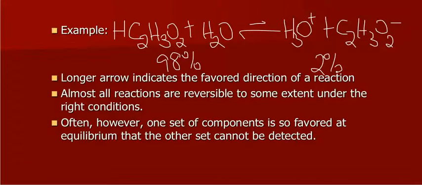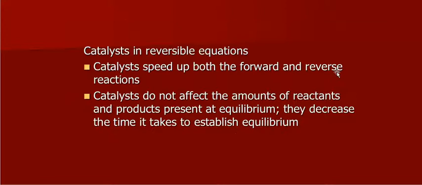Almost all reactions are reversible to some extent. So again, we're going to use the double-sided arrow, but if you see different lengths of the arrows, that's going to indicate what's favored at equilibrium, whether it's reactants or products. Catalysts speed up reactions. They speed up both the forward and reverse reactions, so they don't affect the equilibrium position. They don't affect the amounts of reactants and products present at equilibrium.